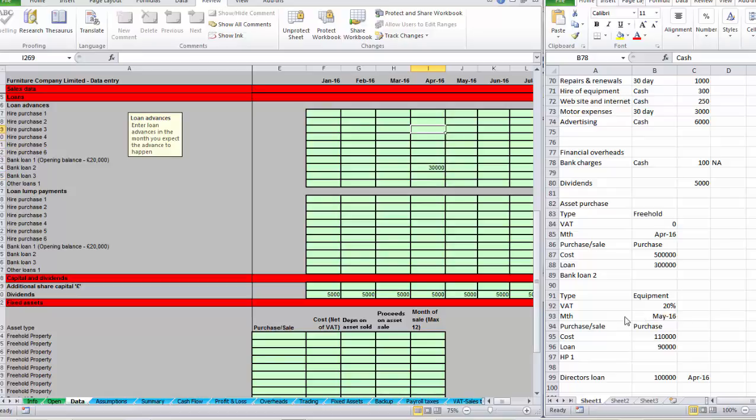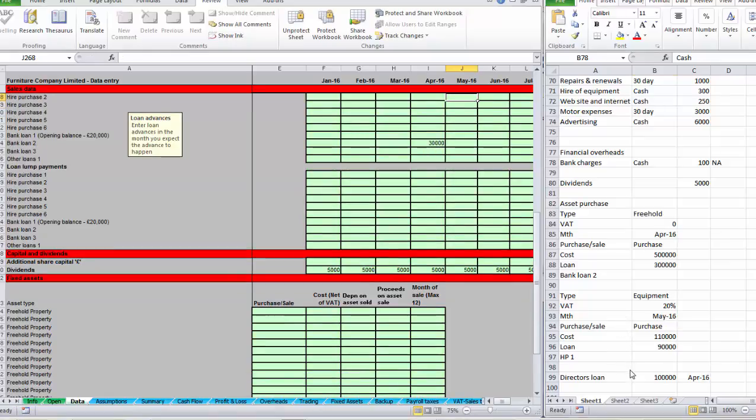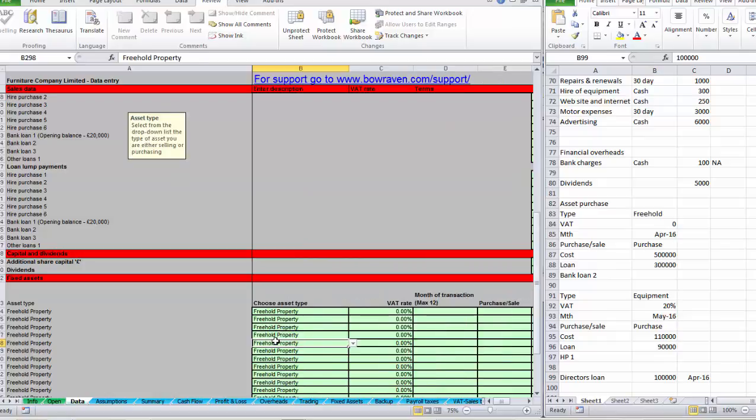So let's just go up to HP1, and that's £90,000. And then also, let's just put the asset additions in. So the very first one is freehold property. There's no VAT on this one. The transaction is in April, so I'm going to put month 4.